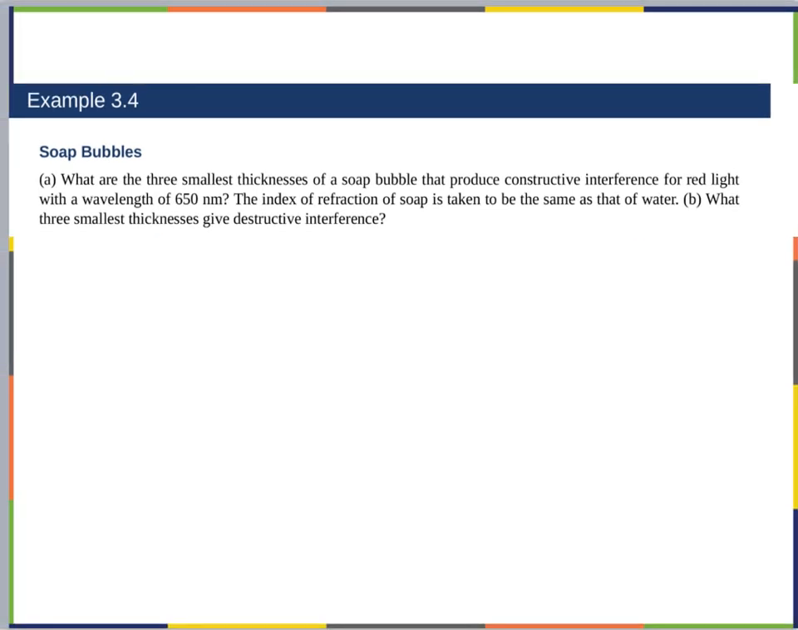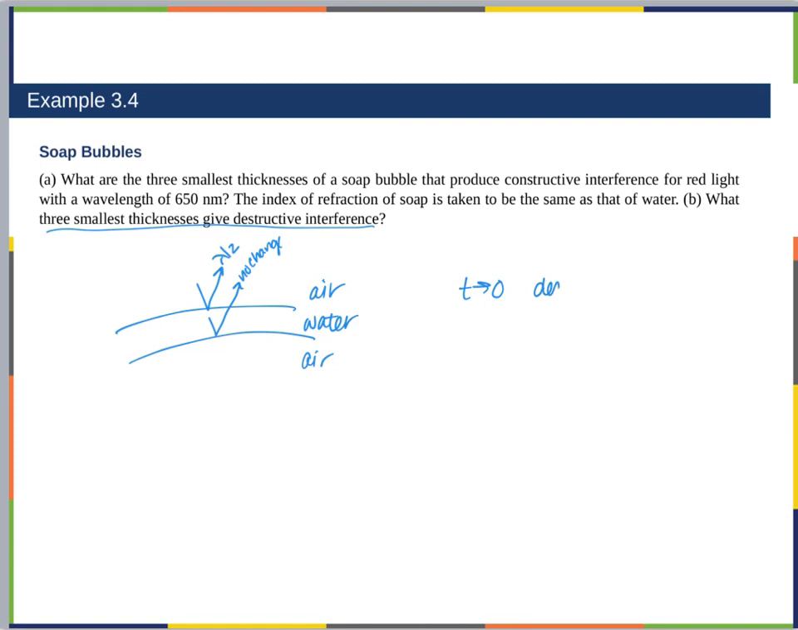Part of the question asks about the three smallest thicknesses for destructive interference. So again, let's just remind ourselves, here's the water, air, and air. We found that this one underwent a phase change, but this one had no change. And so as the thickness was 0, you would have destructive interference. So that actually gives us our first smallest thickness.